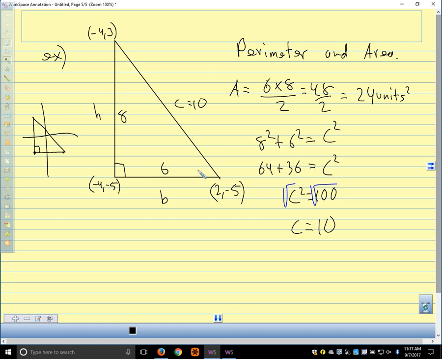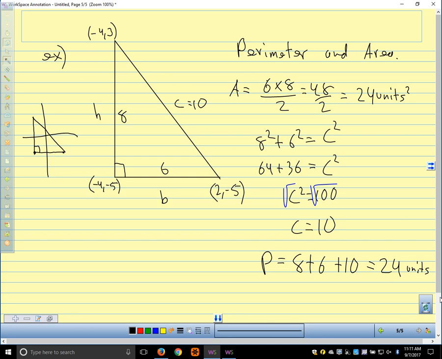All right, now we can find our perimeter. Our perimeter is 8 plus 6 plus 10, which is 24 units. It just happened by chance that they're the same number.